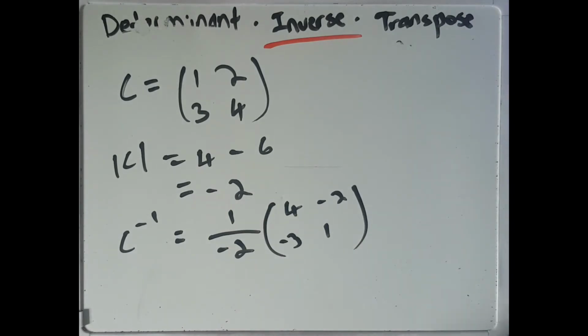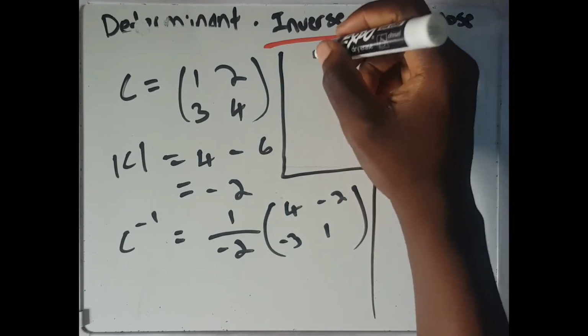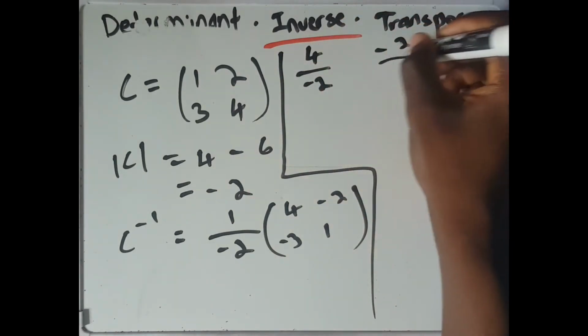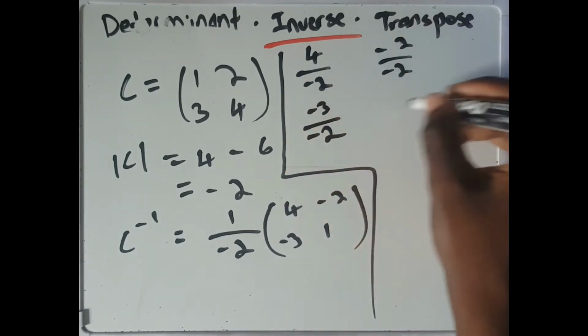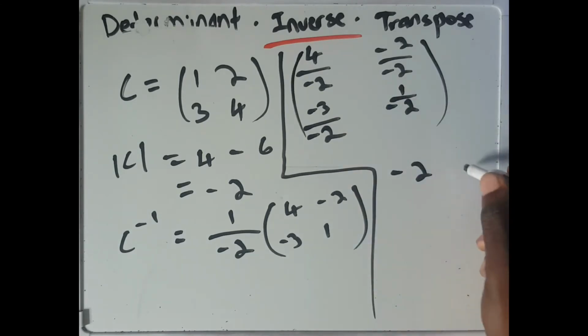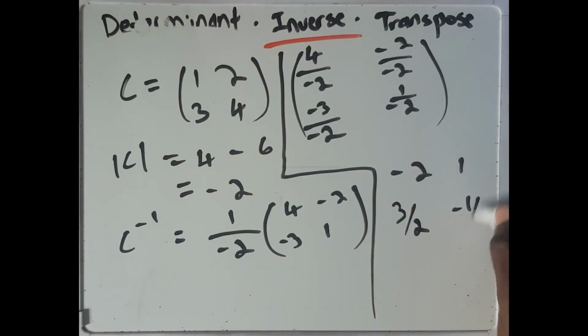So when I multiply this out, let me put it up here. When I multiply this out, I have 4 over minus 2, and minus 3 over minus 2, 1 over minus 2. I solve this, I have minus 2, positive 1. Here, because both are negative, I'd have a positive 1.5, but I will just leave it as 3 over 2, and negative a half. And that is the inverse of this matrix.